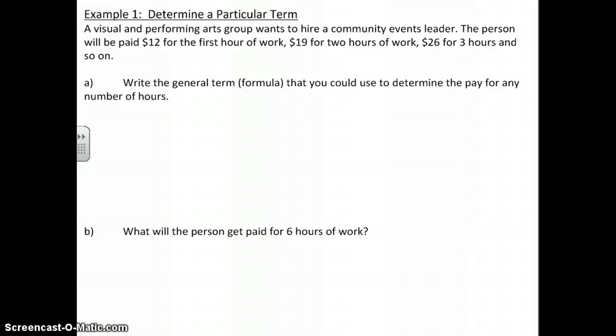Part A says to write the general term, which means the formula that you could use to determine the pay for any number of hours. So if we said this person worked 20 hours, we could just plug 20 into this formula to find out how much they would be paid.